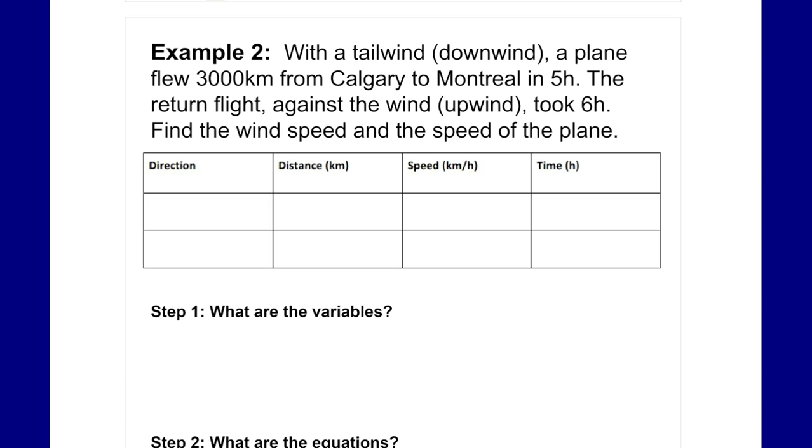Next example, again very similar, with a tailwind, or that means going downwind or with the wind. A plane flew 3,000 kilometers from Calgary to Montreal in 5 hours. The return flight against the wind, or upwind, took 6 hours. Find the wind speed and the speed of the plane.